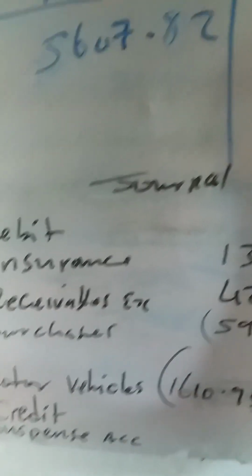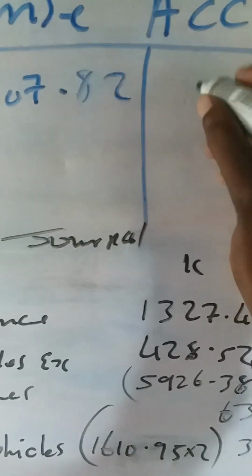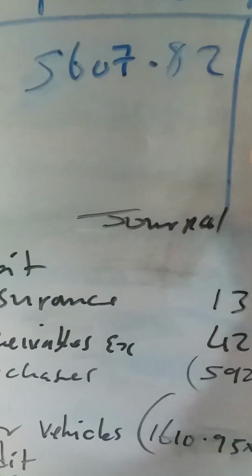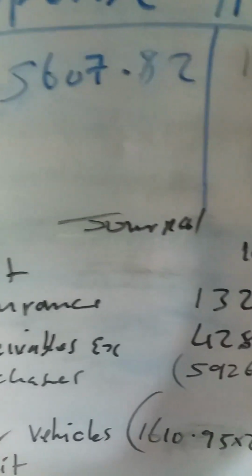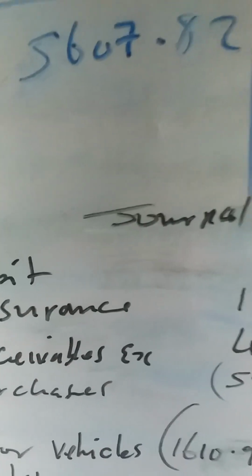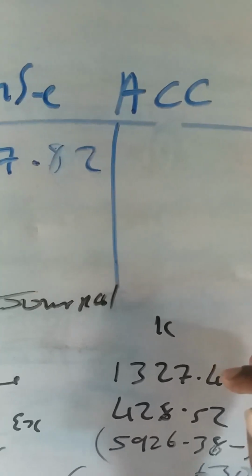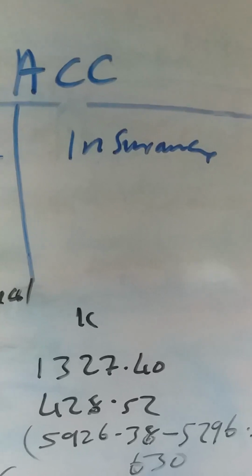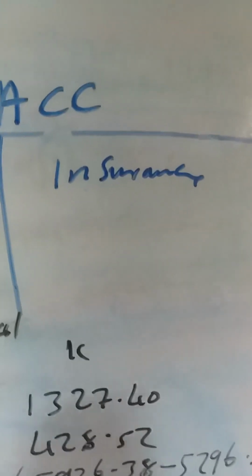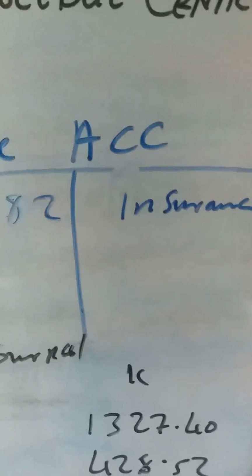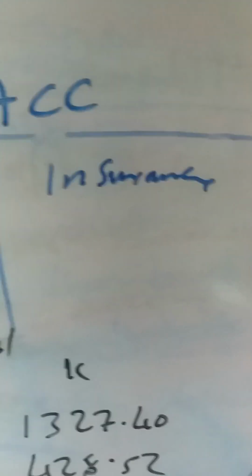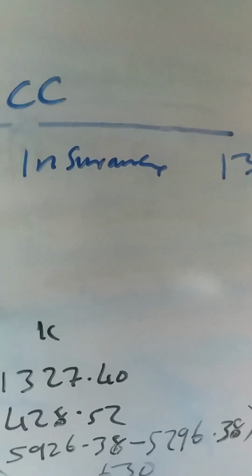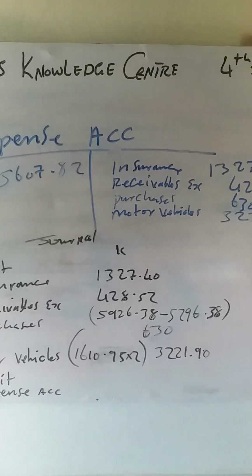So I'm going to have here in the suspense account now insurance. My marker is almost gone. Oh, okay, just a minute. Okay, so let's record insurance. The amount was 1327.40. Insurance. Then the next item. Okay, I've already done it.